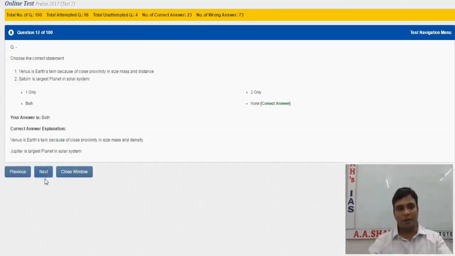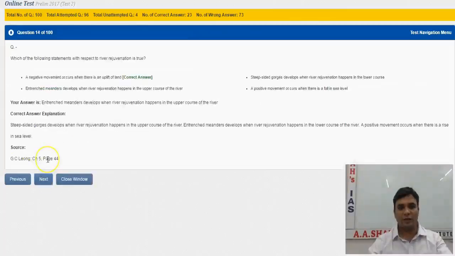Okay. Moving along, we see that there are some questions again on Venus and the solar system. As I said, planetary positions and their movements and the other geographical phenomena associated with that. I think Goh Cheng Leong and NCERT would suffice. No need to go beyond that. Once you've done that in a better way, I don't think you would face any difficulties in eliminating options and selecting options.